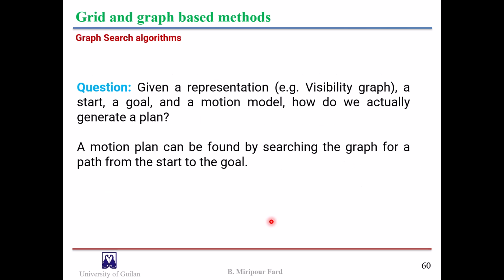After computing the visibility graph or a reduced visibility graph of a set of obstacles, we have all we need to compute the shortest path from a start point to the goal point. So we can answer this question. The question is: given a representation, a start, a goal, and a motion model, how do we actually generate a plan? The answer is that we can use searching approach to obtain the path.